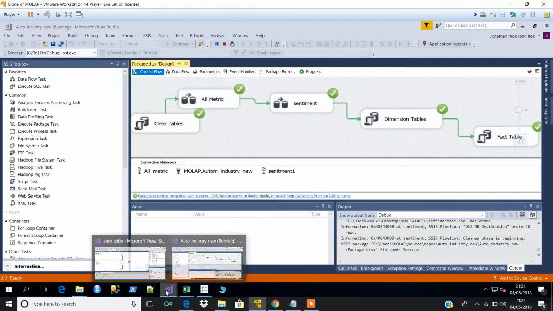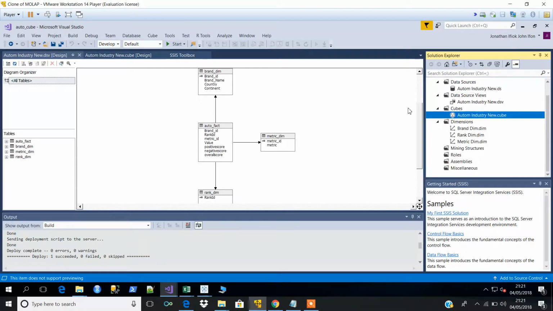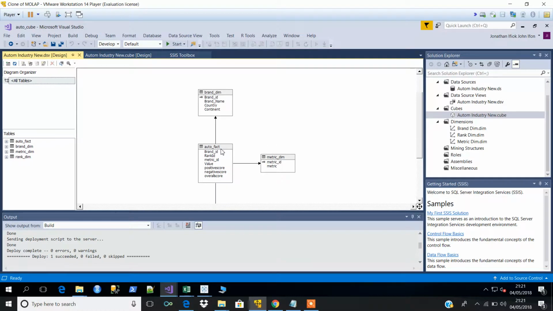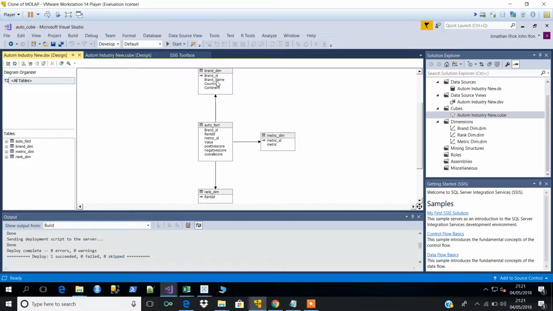So the next step now will be the cube deployment. As you can see, this is my star schema. This is my fact table, my three dimension tables like I explained earlier. The brand dimension has four columns: brand ID, brand name, country, continent. Then metric ID and metric, and the rank dimension has just the rank ID.